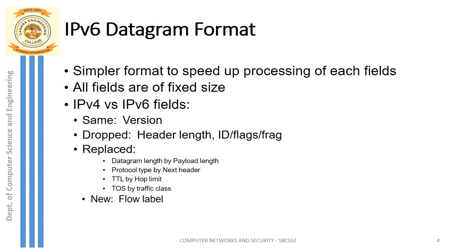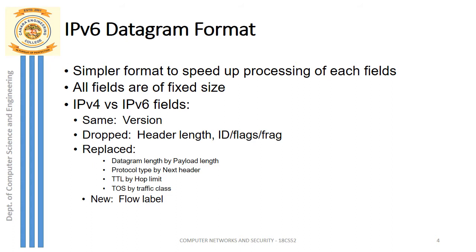The first and foremost thing we need to learn in IPv6 is its datagram format. The designers thought to simplify the datagram format to speed up the processing of each field, and here all fields are fixed size. Whenever we compare the IPv4 and IPv6 datagram headers, some of the fields are kept the same, some of the fields in IPv6 are dropped, some of the fields of IPv4 have been replaced, and some of the fields are newly added.